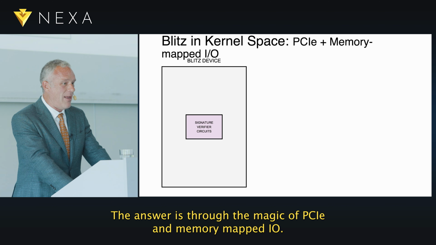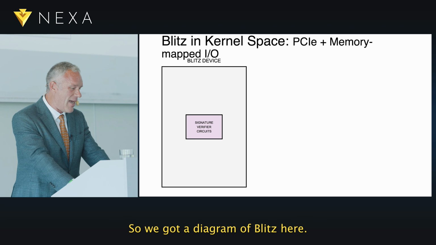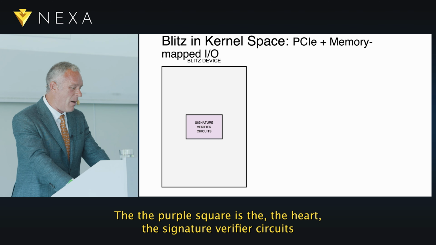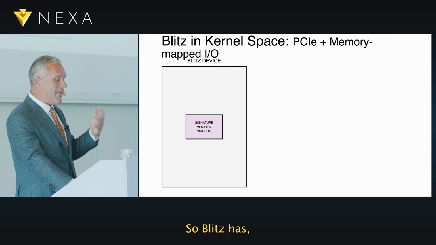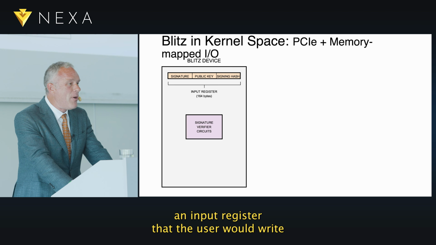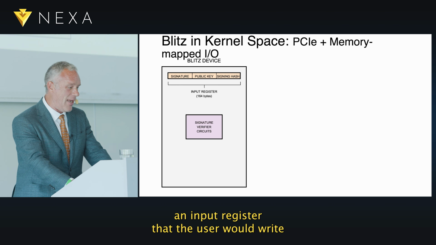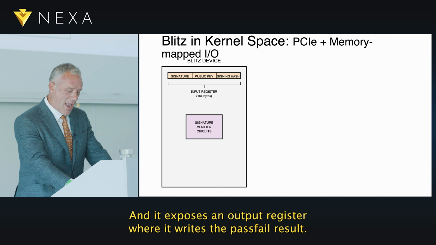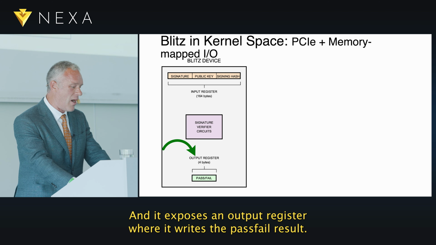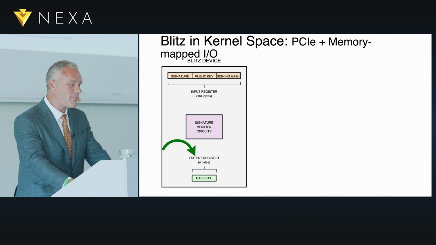The answer is through the magic of PCIe and memory mapped I/O. So we've got a diagram of Blitz here. The purple square is the heart, the signature verifier cores. Blitz has an input register that the user would write the signature they want checked to: signature, pub key, signing hash. And it exposes an output register where it writes the pass-fail result.